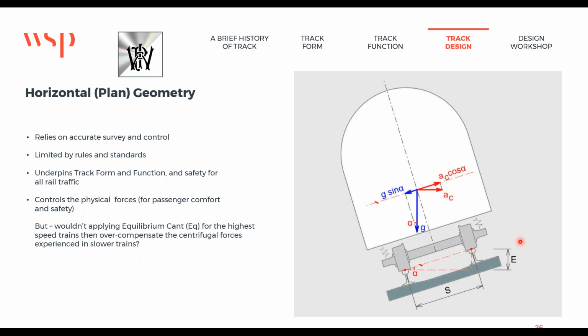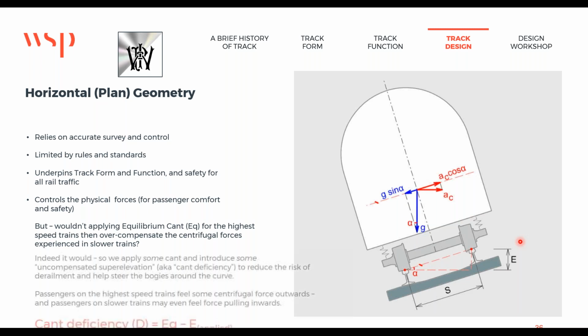But I hear you ask, wouldn't applying the equilibrium cant for the highest speed trains then overcompensate the centrifugal forces for the slower speed trains? Well, yeah, it would. So we apply some cant and we introduce some uncompensated super elevation, also known as cant deficiency, to reduce the risk of derailment and help steer the bogies around the curve. Because a little bit of cant deficiency helps that movement of the wheels on the curve. Remember the moving of the cones as they travel around?